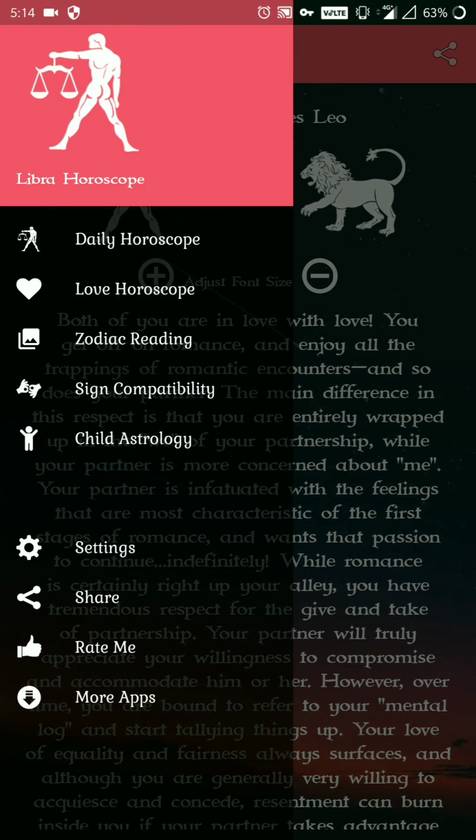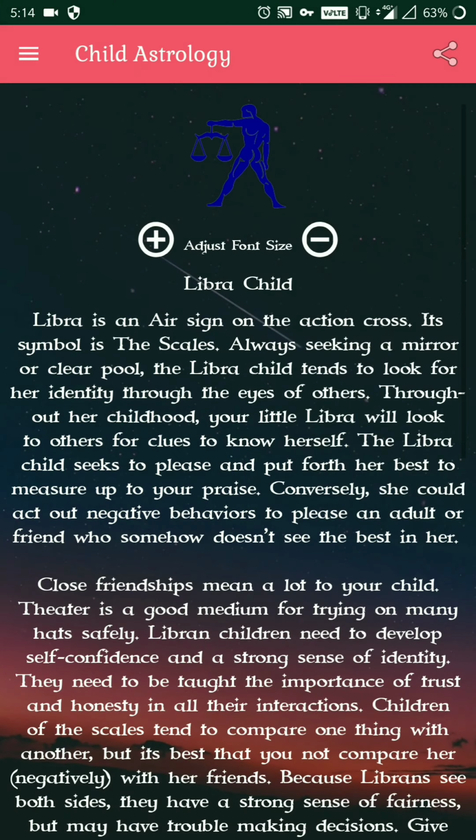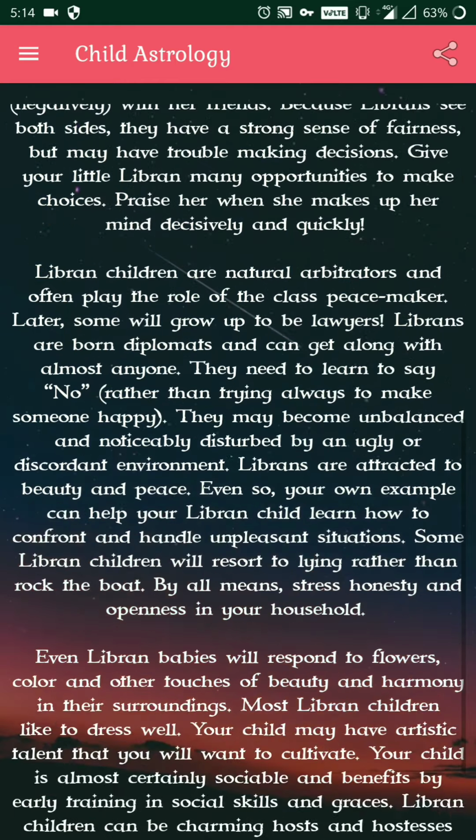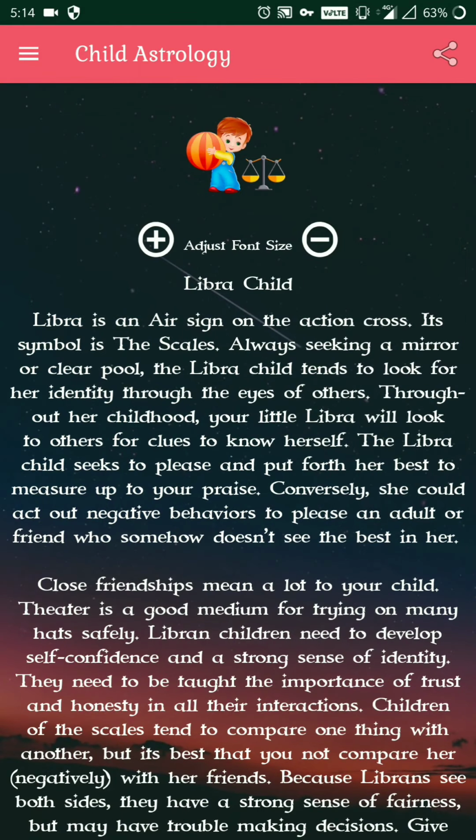The last feature is child astrology. This is a special zodiac profile for children, and this will tell you what might be the characteristics of your child, what might be his or her hobbies, what he or she might be good at in the future. Depending on that, you can choose a career path for your child. It's nice information also.